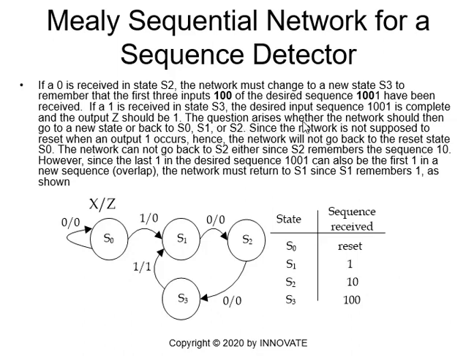The question arises whether the network should then go to a new state or back to S0, S1, or S2. Since the network is not supposed to reset when the output 1 occurs, the network will not go back to the reset state S0. The network cannot go back to S2 either, since S2 remembers the sequence 1, 0. However, since the last 1 in the desired sequence 1, 0, 0, 1 can also be the first 1 in a new sequence, which is overlap, the network must return to S1 because S1 remembers the 1.